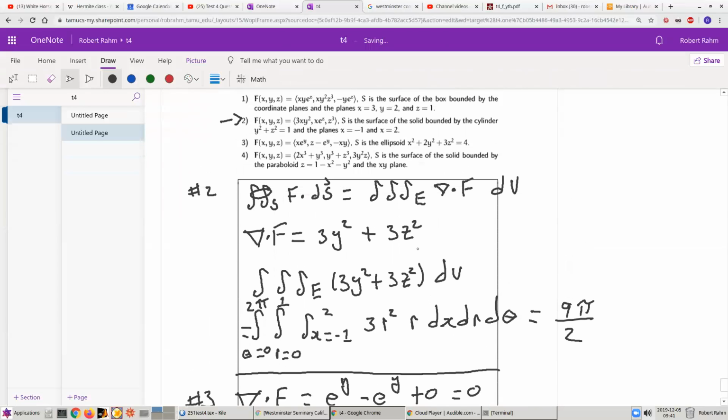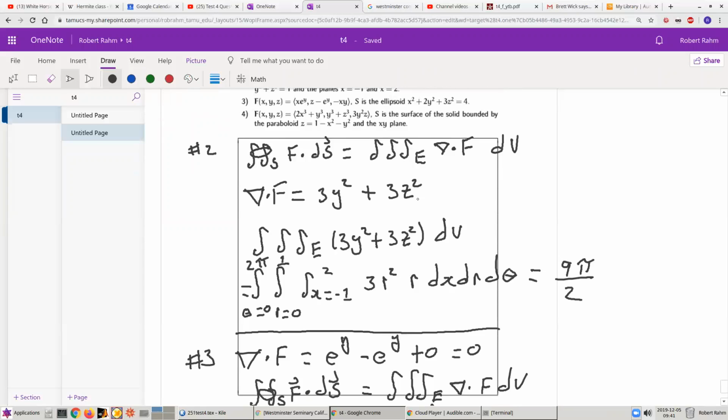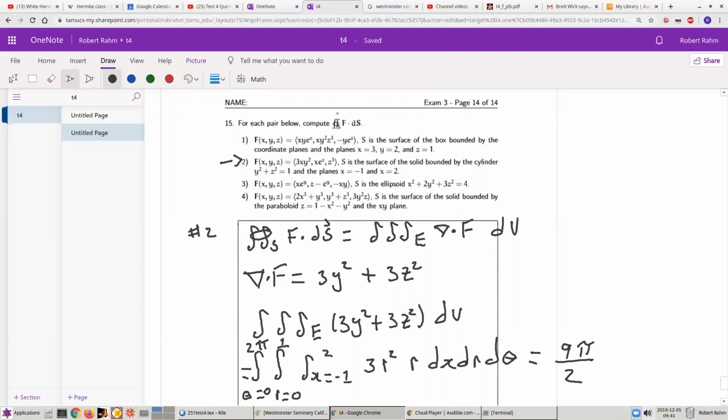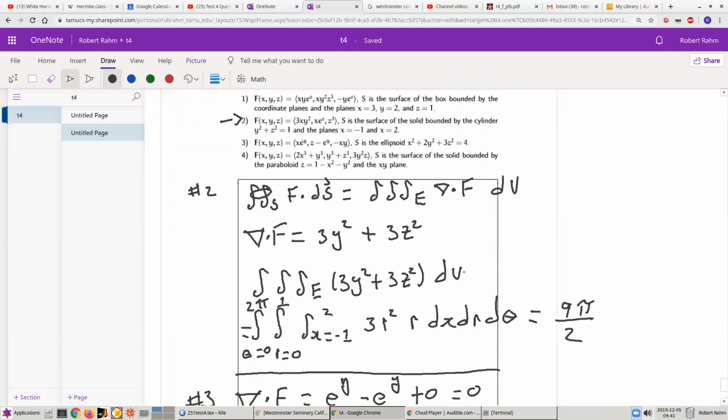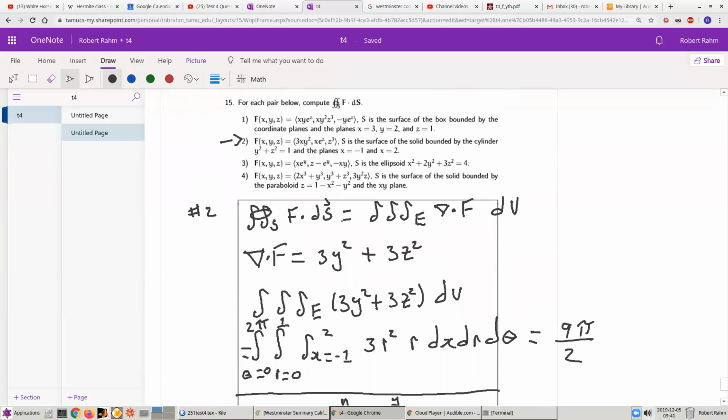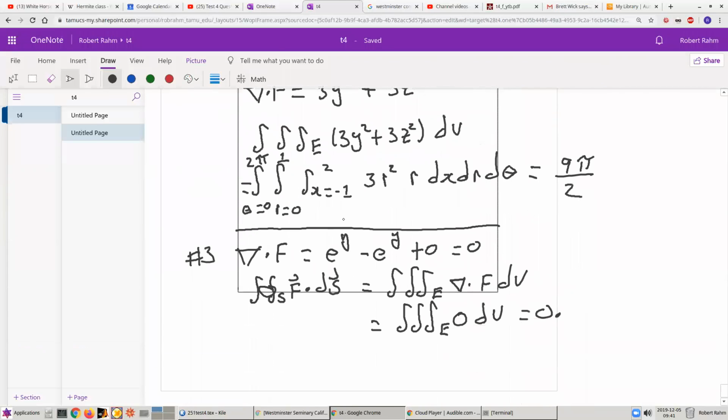And I think that would have been a little more complicated if you tried to compute this from the definition. So my bet is that most of the time when you see a surface integral of a vector field over a closed surface, it's going to be good to use the divergence theorem. But that only works if you're integrating over a closed surface. If it's not closed, like if this was just the top part of the ellipsoid, you couldn't do it.